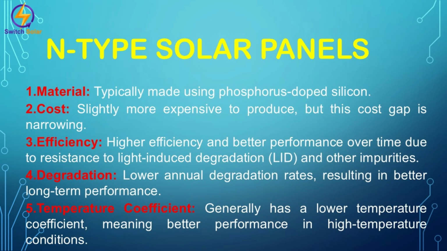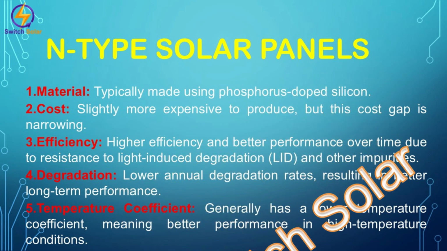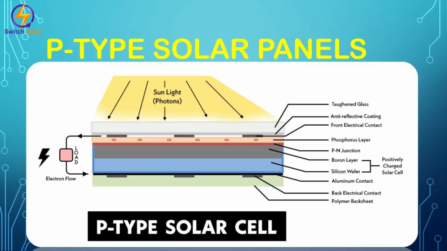N-type solar panels. Material: typically made using phosphorus-doped silicon. Cost: slightly more expensive to produce, but this cost gap is narrowing. Efficiency: higher efficiency and better performance over time due to resistance to light-induced degradation, lead, and other impurities. Degradation: lower annual degradation rates, resulting in better long-term performance. Temperature coefficient: generally has a lower temperature coefficient, meaning better performance in high-temperature conditions.